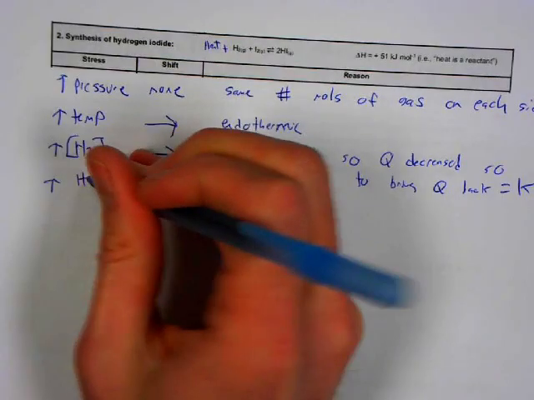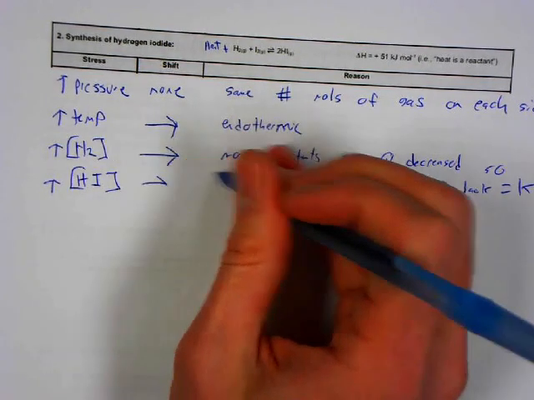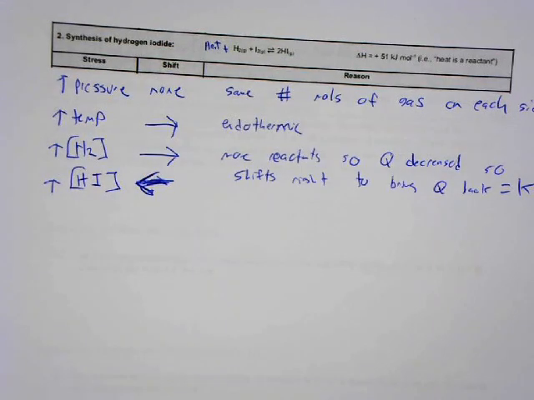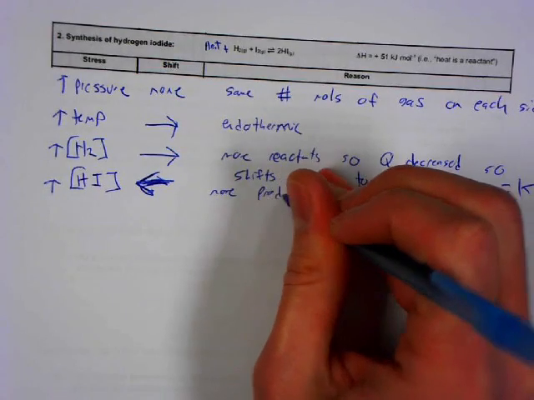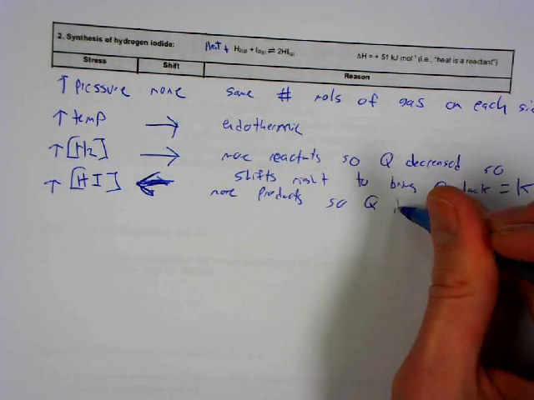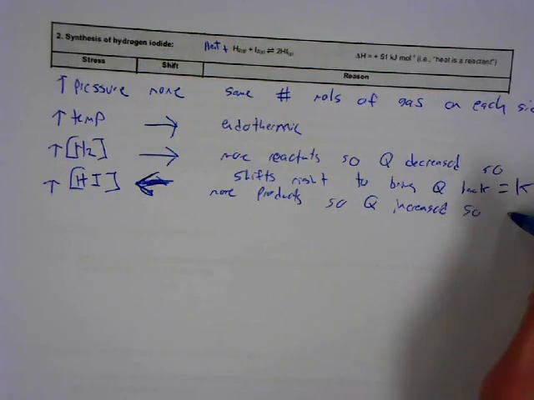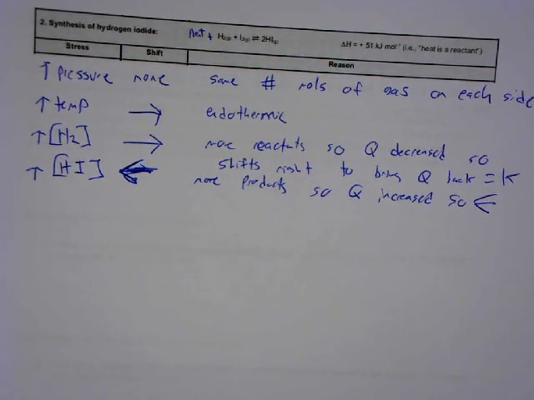And then if I increase the concentration of HI, which way is going to shift? To the left. Why? There's more products. So Q is increased, so it has to shift left to be back equal to K. Cool. Awesome. What about solids?